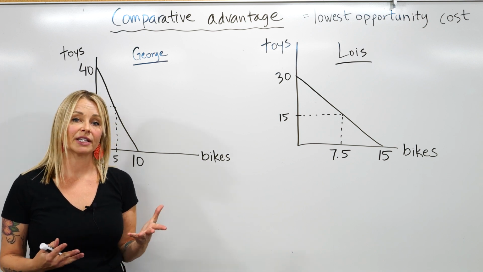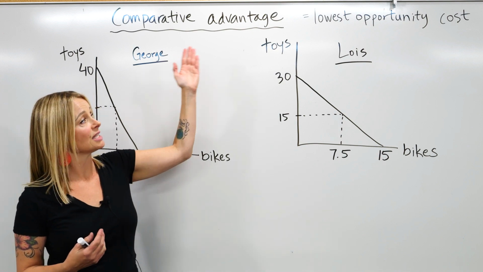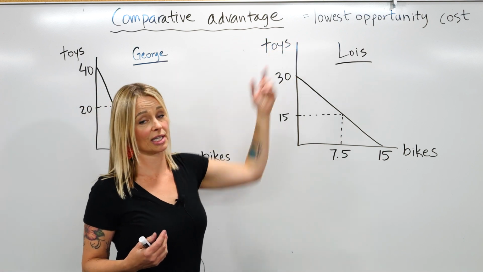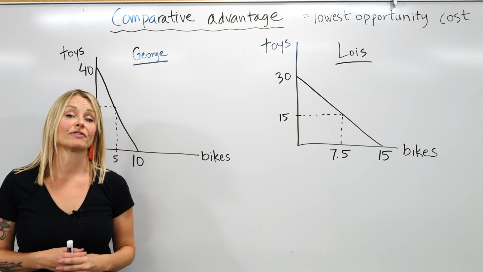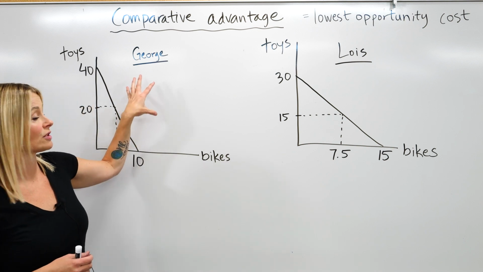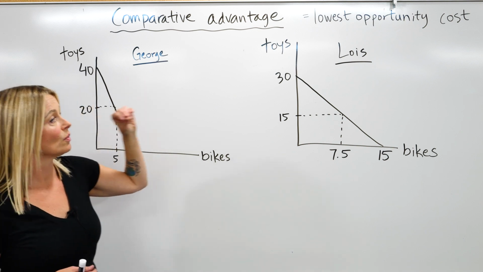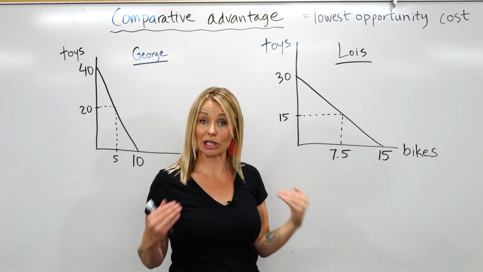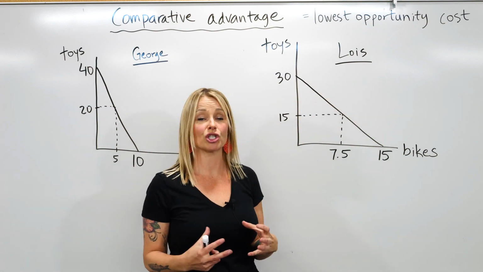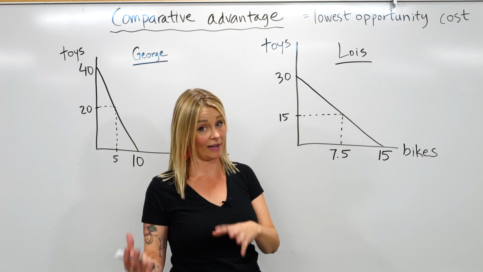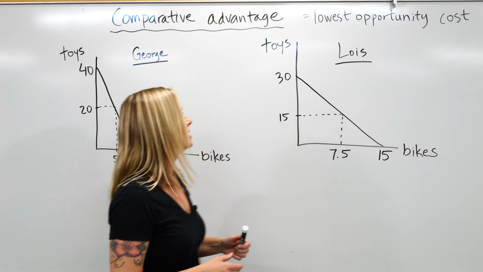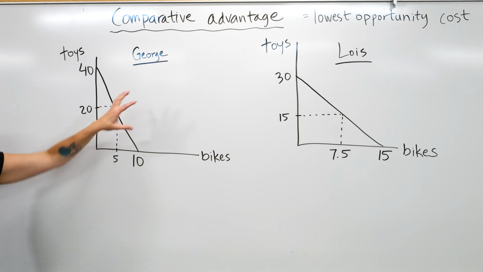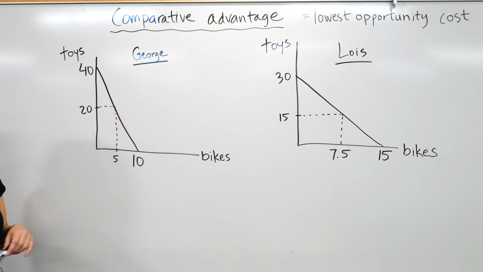So comparative advantage, basically the definition is you have the lowest opportunity cost in it. So that means we've got to go through the steps and figure out what's the opportunity cost for George for making toys, what's the opportunity cost for Lois of making toys, and then we'll see which one has the lowest opportunity cost. That person has the comparative advantage, and then we'll take it from there. So let's do the work here. What is George's opportunity cost for toys?